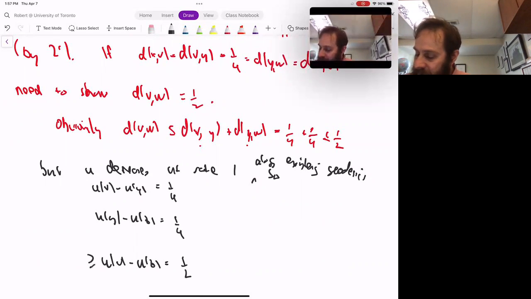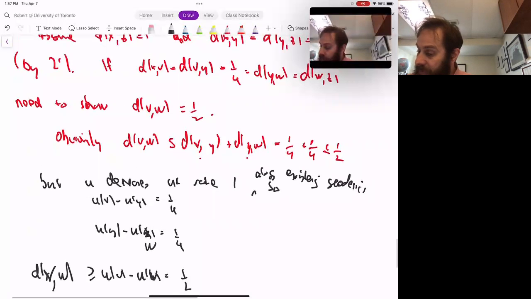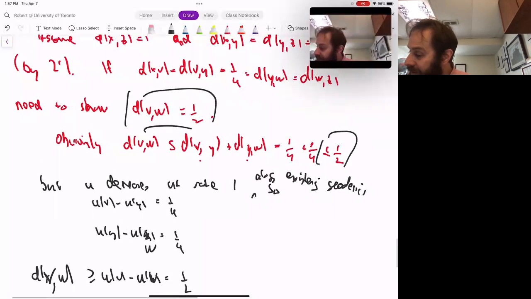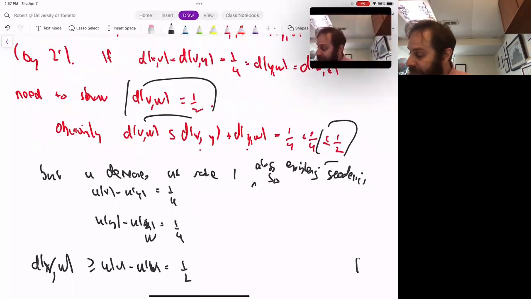And by the Lipschitz condition, that's less than the distance from, this should have been W, the distance from V to W. And that's what I want. So I'd already shown the distance from V to W was less than 1/2 here. And now I've shown it's bigger than 1/2.